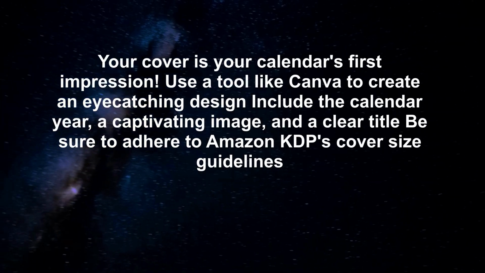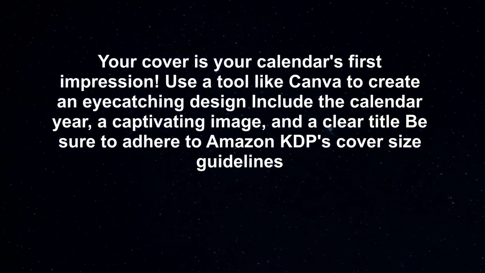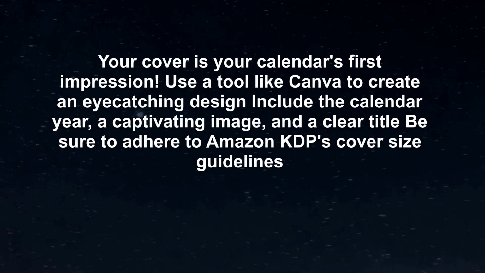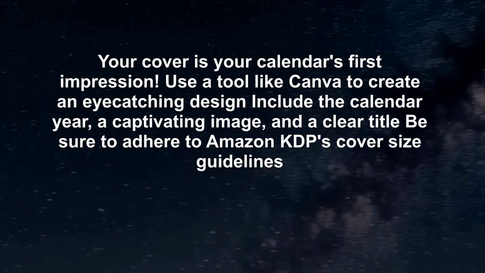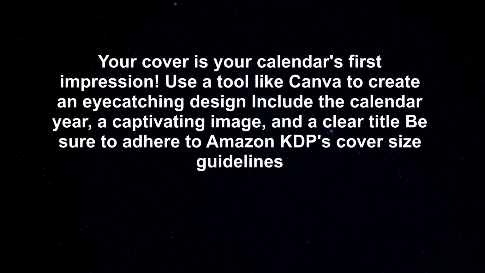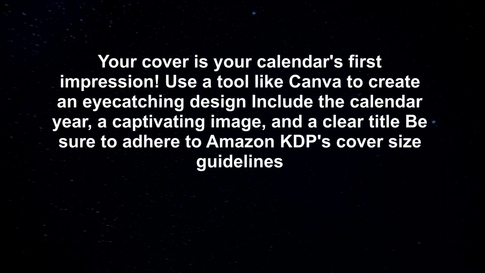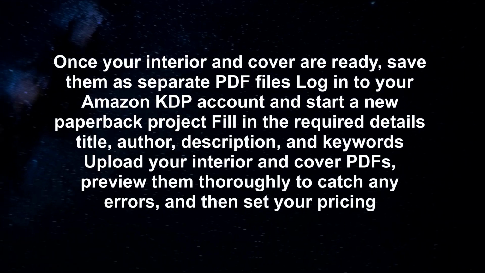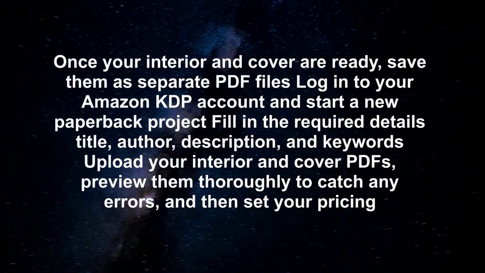Your cover is your calendar's first impression. Use a tool like Canva to create an eye-catching design. Include the calendar year, a captivating image, and a clear title. Be sure to adhere to Amazon KDP's cover size guidelines. Once your interior and cover are ready, save them as separate PDF files.